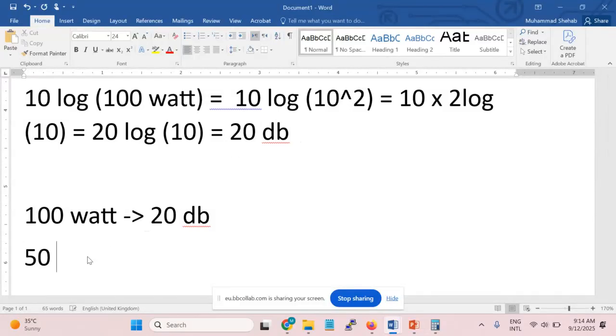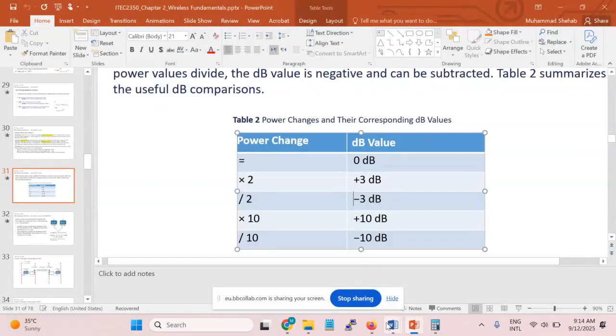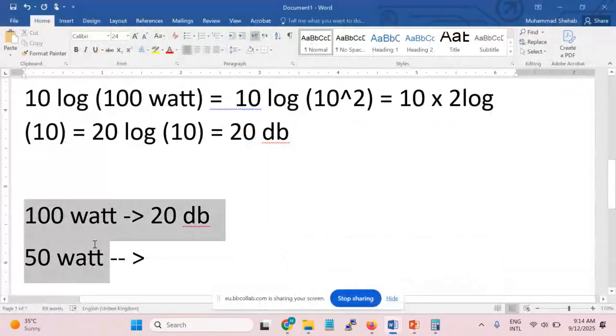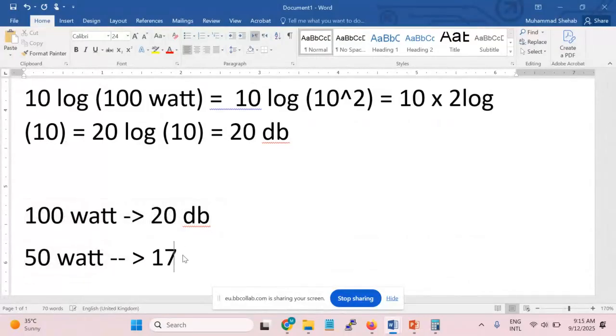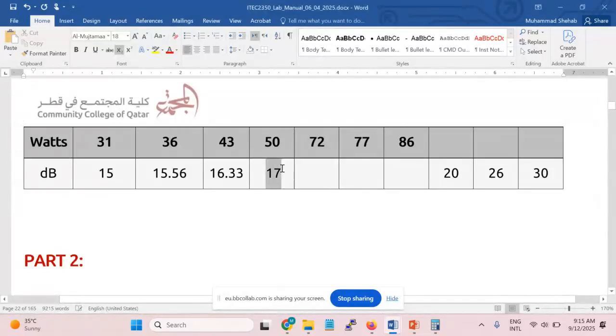50 watt, how much does it give me in dB? I divided by 2, right? I divided 100 by 2. I'll come to the rule of 2: if you divide by 2, you subtract 3 in dB. So here I divided by 2 and I will subtract 3 in dB. 20 minus 3, 17. So I will get 17 dB. So this is beautiful. You can easily solve it.